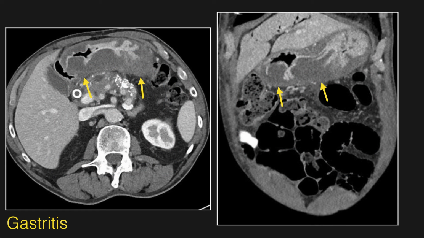There are some other scenarios where we see the similar pattern of low attenuation wall thickening. Subacute and chronic pancreatitis are 2 common scenarios when the gastric wall gets thick due to edema and inflammation. Here's a patient with extensive low attenuation gastric wall thickening related to chronic gastritis in the setting of chronic calcific pancreatitis.